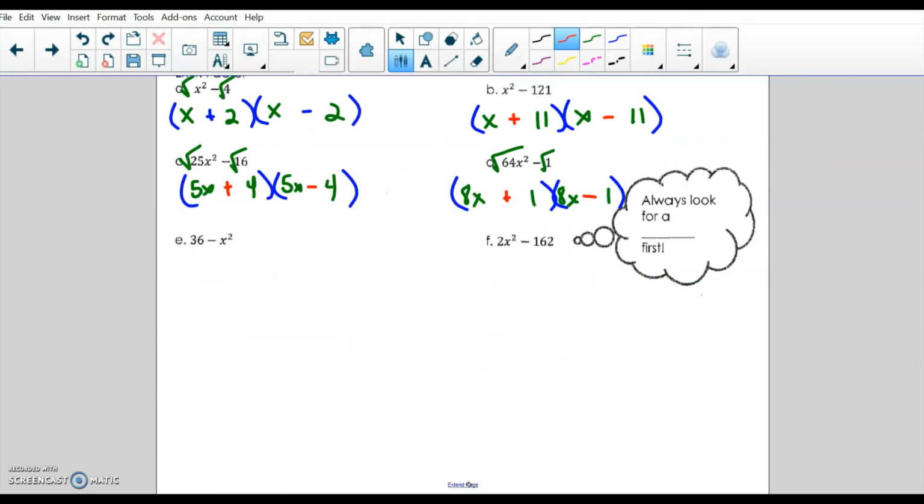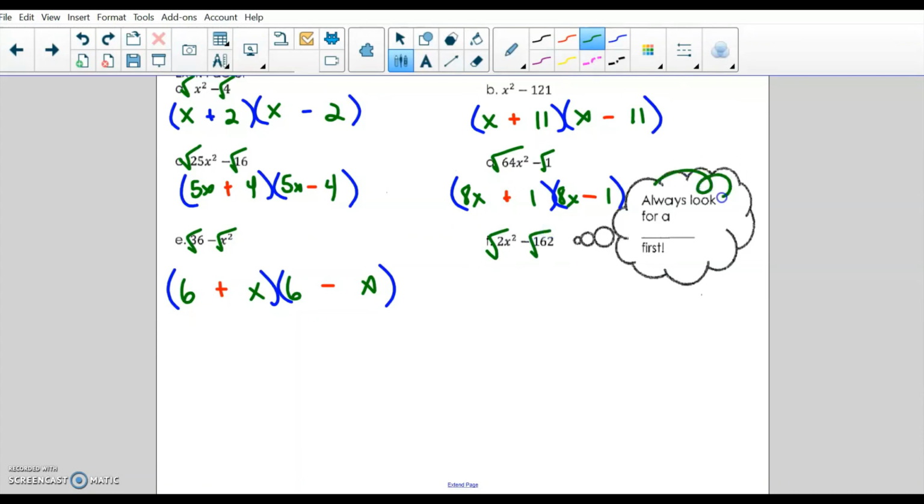All right, the E problem. What's in the front stays in the front. Take the square root of 36. 6 stays in the front. Square root of x squared. That's in the back, so it goes in the back. Different signs. Done.